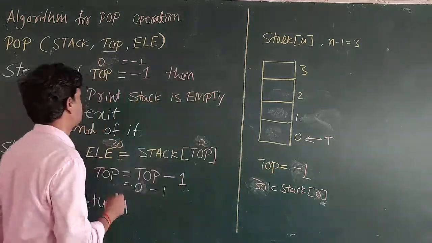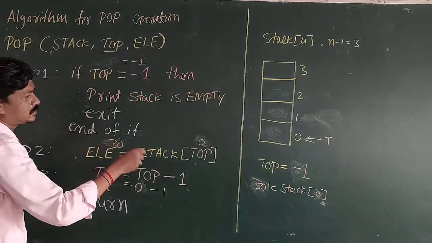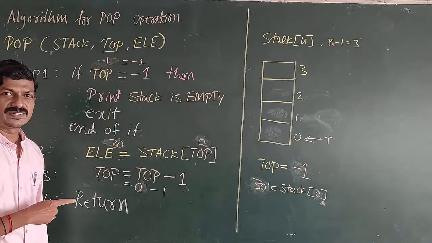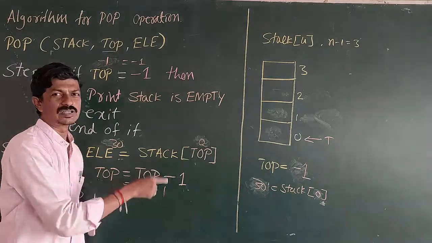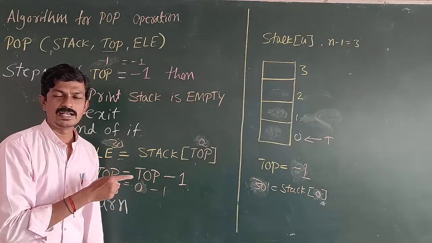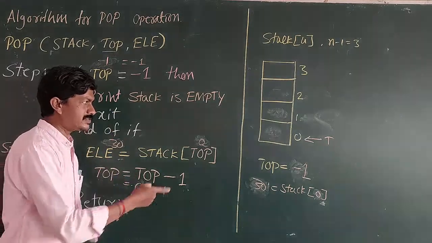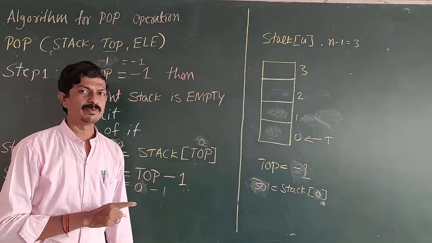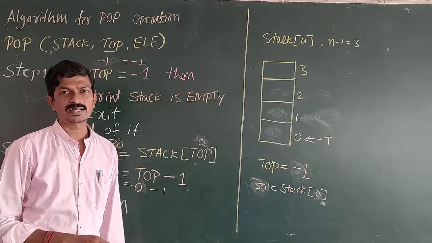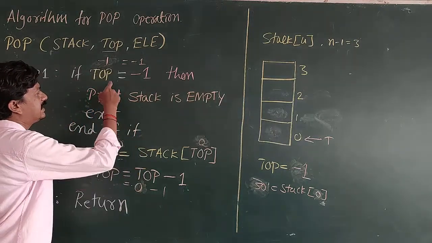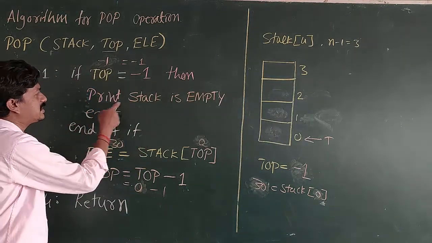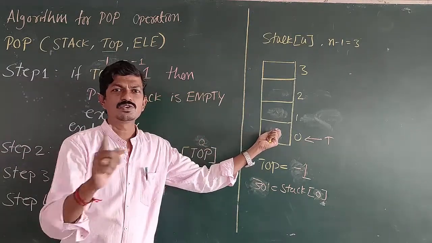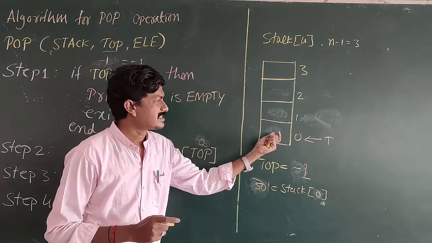See what will happen. The same condition: top equal to minus 1, minus 1 equal to minus 1. Yes, the condition becomes true. It is an underflow condition. Underflow means there are no elements in the stack data structure and you try to delete an element from it. That is, it is not possible to delete. Print stack is empty. Now the stack does not contain any elements, so it is not possible to delete any element.